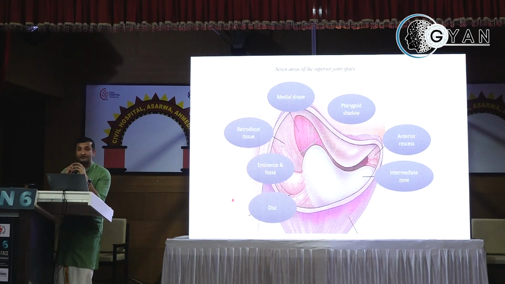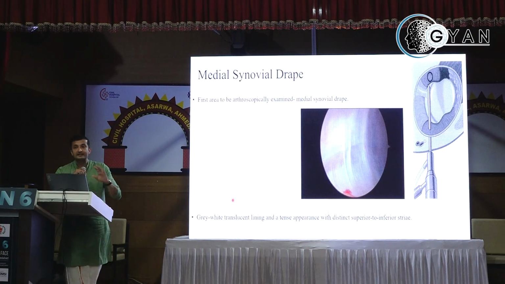So there are 7 areas of interest when you do an arthroscopy. So first is the medial synovial drape. Then you have your pterygoid shadow, you have your anterior recess, you have your intermediate zone of your disc, then your disc per se, you have your posterolateral slope of your articular membranes and the glenoid fossa, and the retrodiscal tissue. So first is the medial synovial drape.